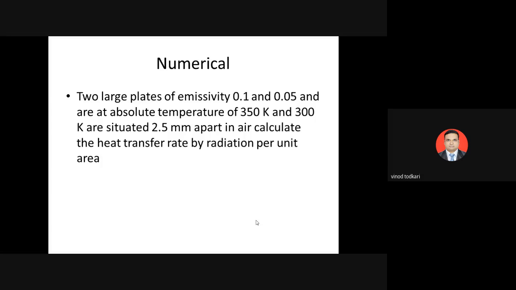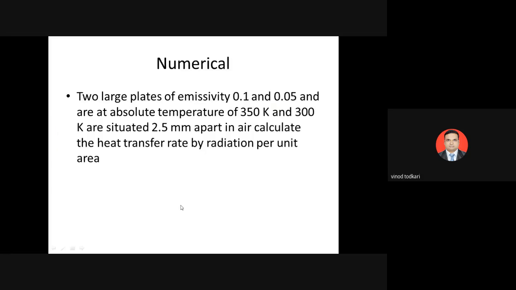So we need only four values and they are given. Which values we need? We need the values of epsilon 1, epsilon 2 and T1 and T2. In this case, epsilon 1 is given as 0.1, epsilon 2 is given as 0.05, T1 is given as 350 and T2 is given as 300. What we have to find? We have to find QR, heat transfer rate by radiation per unit area. What is the formula that we are having? We are having this formula. QR upon A is equal to sigma into bracket T1 raised to 4 minus T2 raised to 4 divided by 1 upon epsilon 1 plus 1 upon epsilon 2 minus 1.